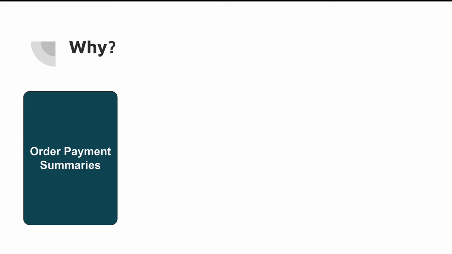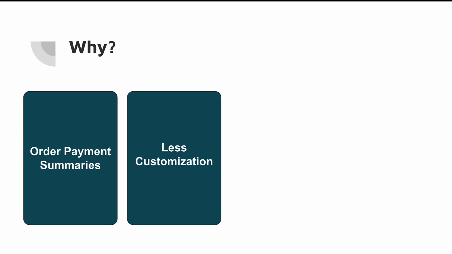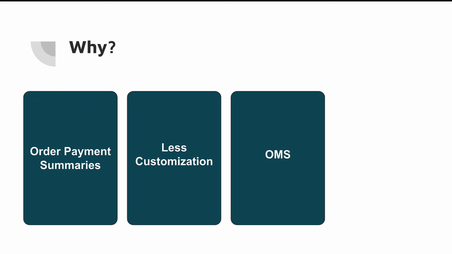The first one is that we get the order payment summaries. And the order payment summaries are critical in order for us to properly log the different types of payments. Now, this also requires less customization. Because this is a standard object, we do, of course, have to do some customization in order to use that standard object. Once we use it downstream, there's going to be lesser customization required. And that is primarily with order management, so OMS.